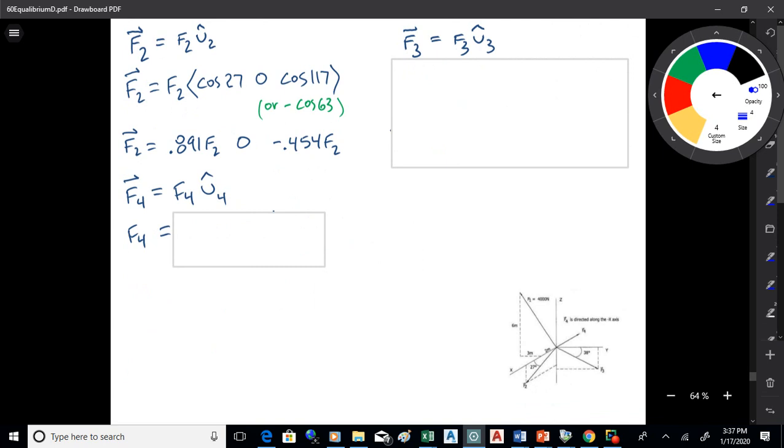So to get F2 there, I'm going to take F2 times that unit vector, which is the cosine of those angles. So that's going to be F2, which is an unknown, I don't know what it is yet, times cosine 27, times 0, because that's the cosine of 90, and then times cosine 117. So alpha is given there at 27, beta is 90, and gamma is 117, which is 27 plus 90. Okay.